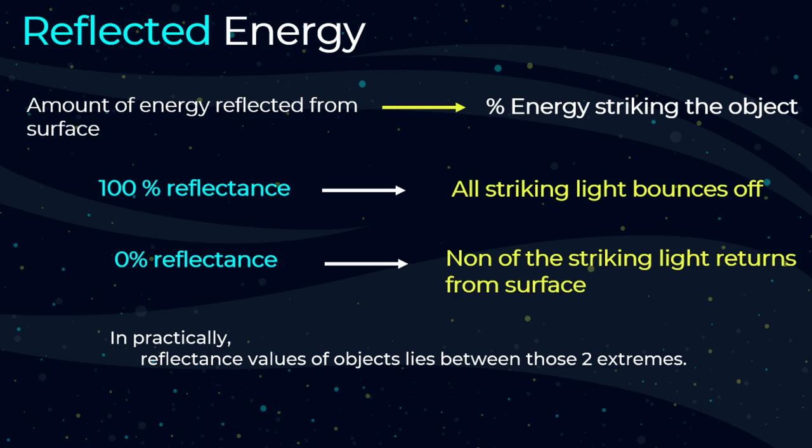If the sensor records 100% reflectance, it means all the striking light bounces off the object. Or if the sensor records 0% reflectance, none of the striking light returns from the surface, which means all the light is absorbed by the object. So practically, reflectance values of objects lie between those two extremes.